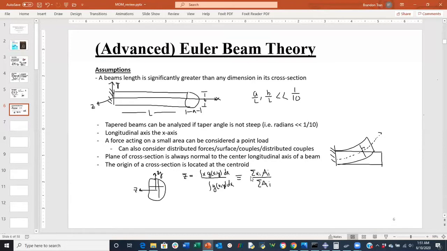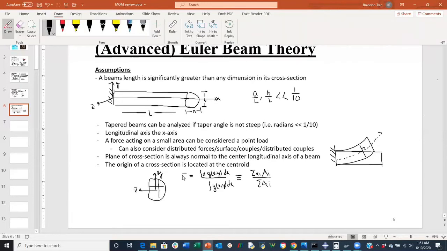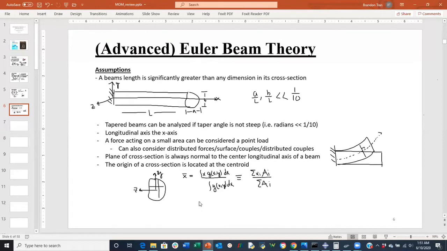And there I go, making it z and x again. Okay, so just to keep this consistent, we're going to write it as x. You can just replace things as z to match this cross-section here. Then y again here would be as follows. Okay, so this is how you would find the center.